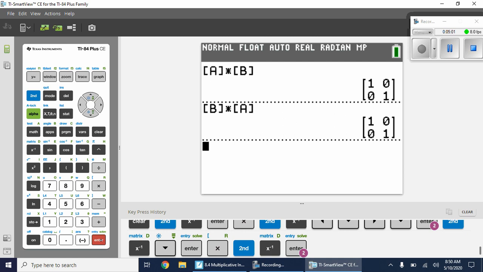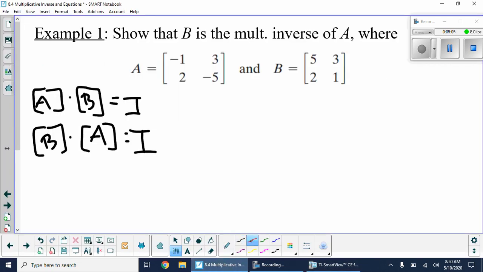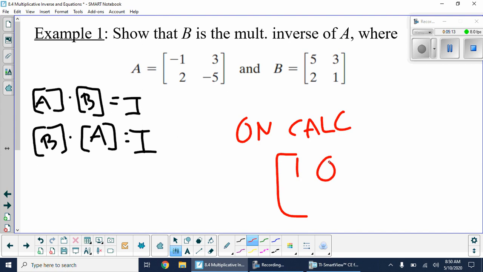And there we go. It worked out both times. So therefore, when we go back to this, show that they are inverses, we just did, okay? We did it on the calculator. We got 1, 0, 0, 1 both times. So we know that it is an inverse, okay?